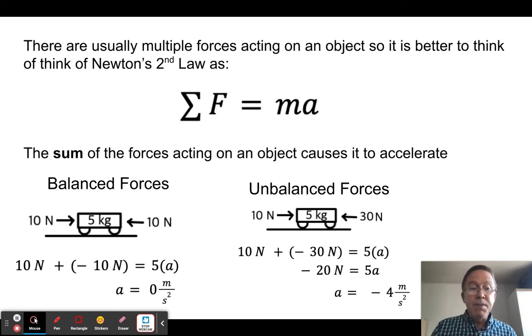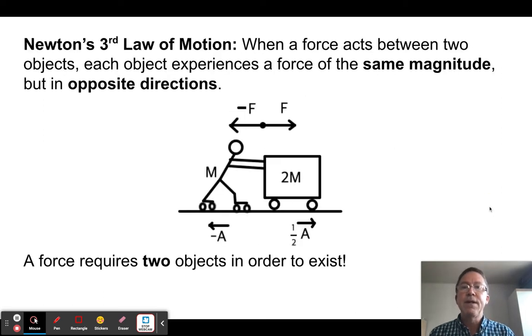When we have unbalanced forces, that means they don't cancel out, right? So now I have that 10 newton force pushing in the positive direction, but now I have someone pushing 3 times harder in the negative direction. So now I have positive 10 newtons plus negative 30 newtons. That gives me negative 20 newtons. And therefore, if the mass of the object is 5 kilograms, when I solve for acceleration, I'm going to see it's accelerating in the negative direction at 4 meters per second squared. Again, not very tricky mathematically, but you do have to keep in mind the direction of the vectors acting on it and work with a sum.